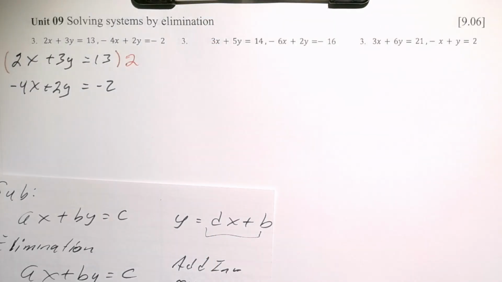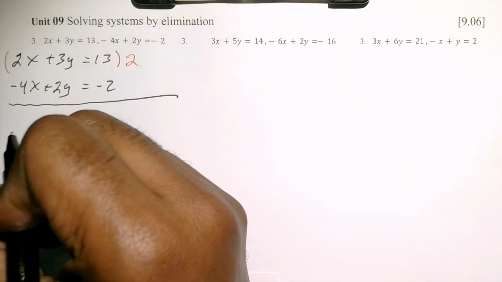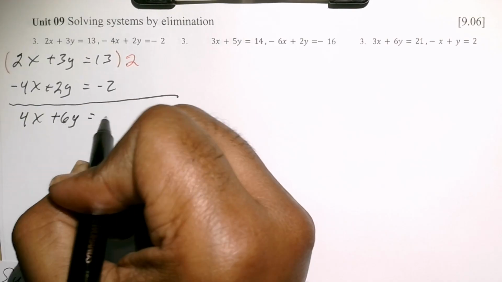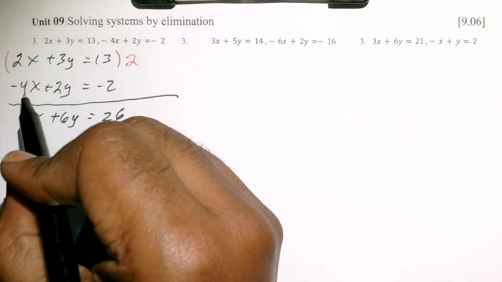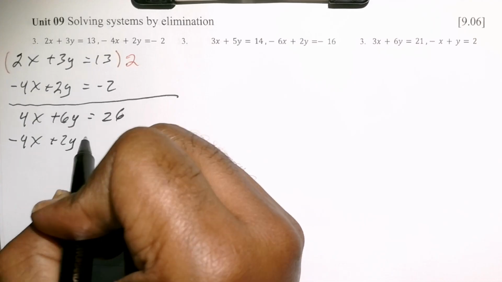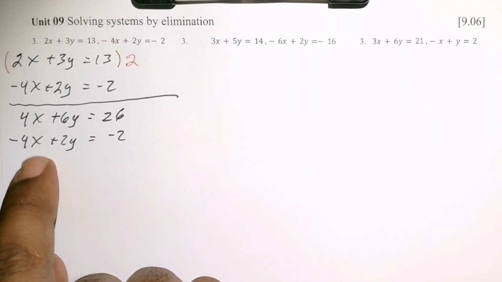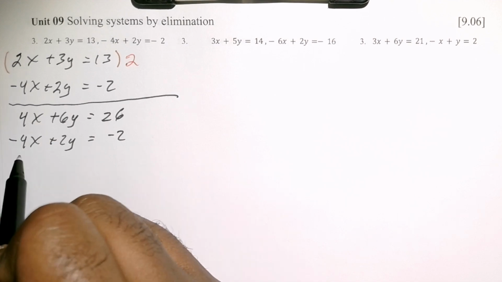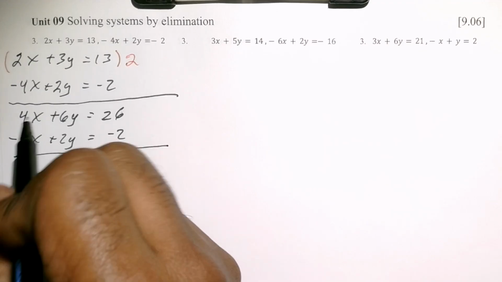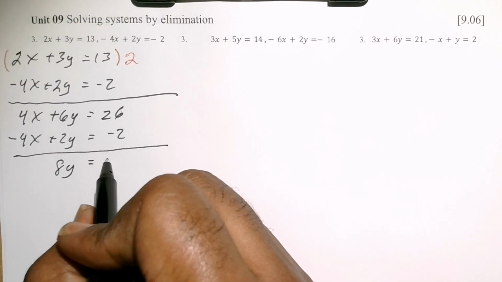So this will change this into 4x plus 6y equals 26, and this will remain negative 4x plus 2y equals negative 2. And now you see they have additive inverses. So we can go ahead and combine both equations. So these will eliminate, and this will give me 8y. This will give me 24.